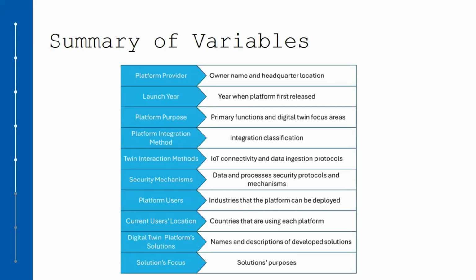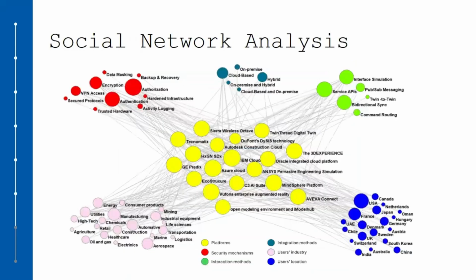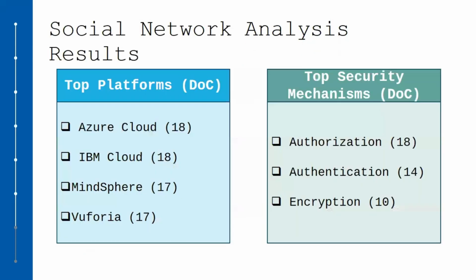All of this information was stored in an Excel spreadsheet, and eventually we used Pajek software to analyze. The student used, let me correct myself, the student used Pajek software to analyze the spreadsheet and create a network. And the purpose of creating this network was really to try and understand different aspects of digital twin platforms. And I'll go through some of these aspects on the next slide.